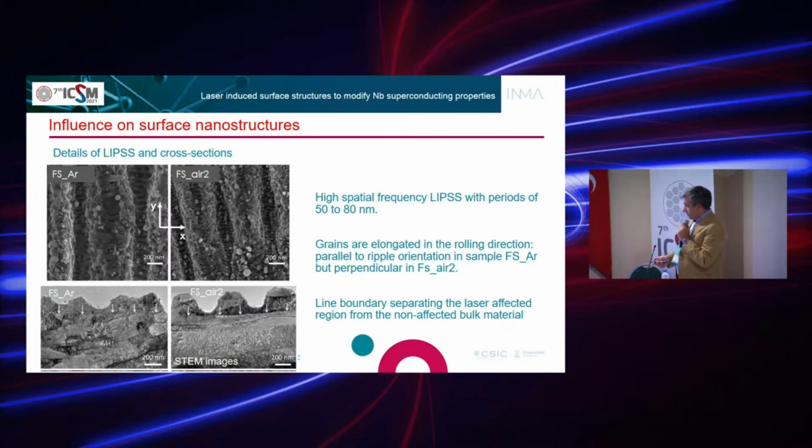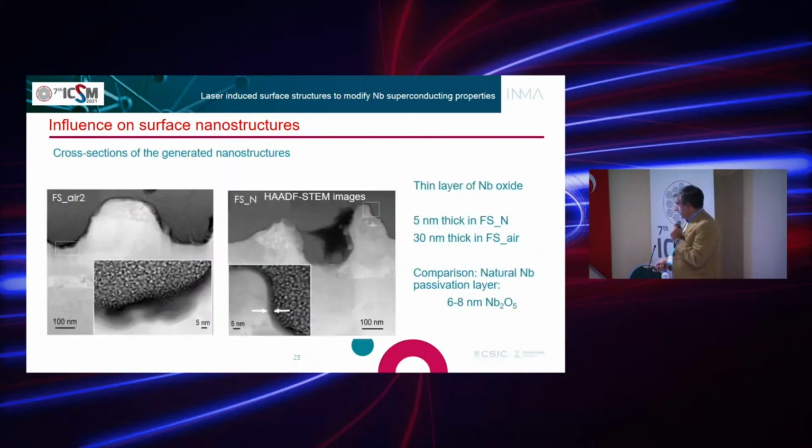And also you can observe here a line that defines the range of the thickness that has been affected by the laser. In this case, it's of the order of 200, 250 nanometers. Also, when you see the composition, you can see a small area, or small thickness, where you can find the oxides.